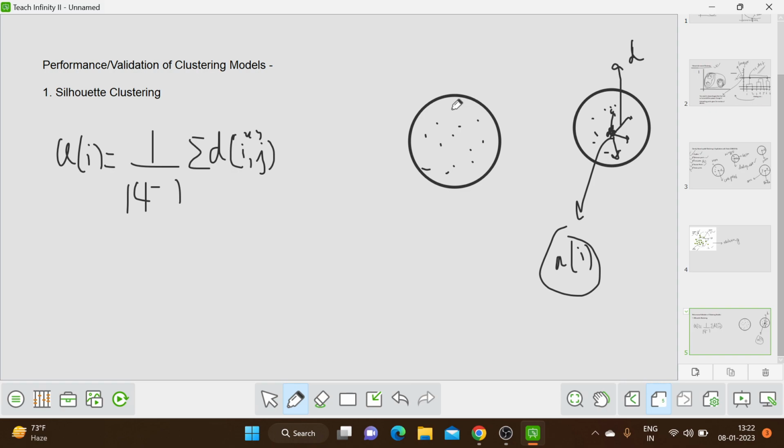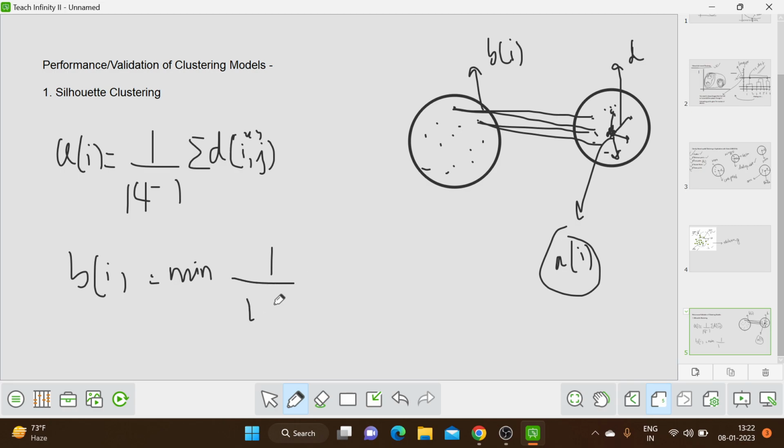Now the next thing is that I calculate the distance between the clusters, this distance, this distance, this distance, this distance. So this becomes my B of I, and the formula for B of I is the minimum of 1 by mod C, where C is the data points, average of the distance(i, j) or (x, y). I calculate B of I. So A of I I got, B of I I got.